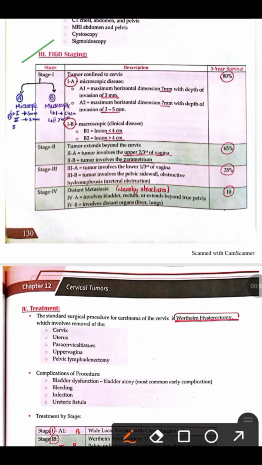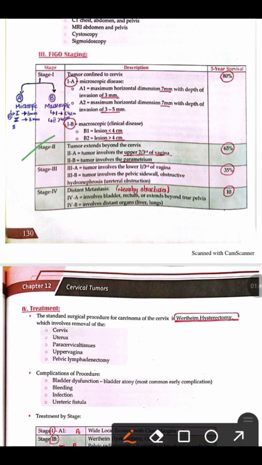Next is the staging of cervical cancer. So cervical cancer is divided into four main stages. In stage one, the tumor or the cancer is confined to the cervix, and stage one is divided into 1A and 1B. In 1A there is microscopic disease, and in 1B there is macroscopic disease. And 1A includes A1 type and A2 type. In A1, the maximum horizontal dimension is 7 mm, while the depth of invasion is 3 mm. While in A2, the depth of invasion is about 3 to 5 mm. And in 1B, there is macroscopic involvement of the cervix, which is then divided into two types, B1 and B2 lesions. B1 lesions are less than 4 centimeters, B2 lesions are more than 4 centimeters.